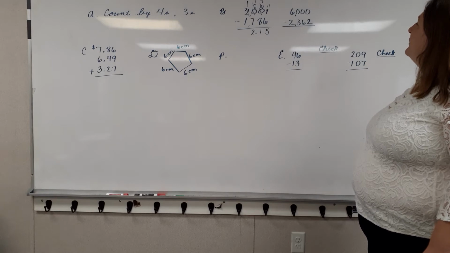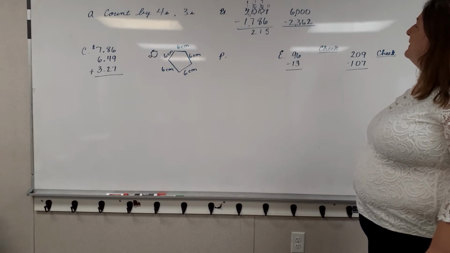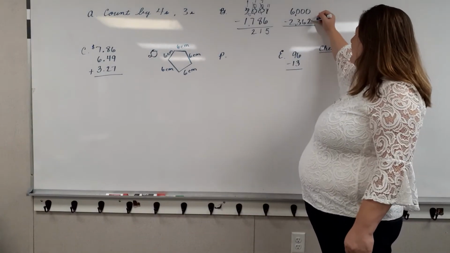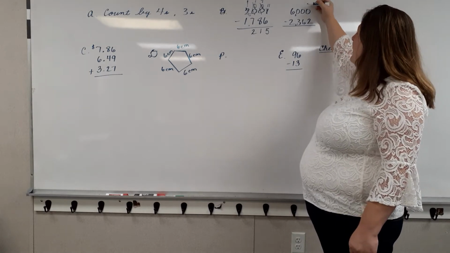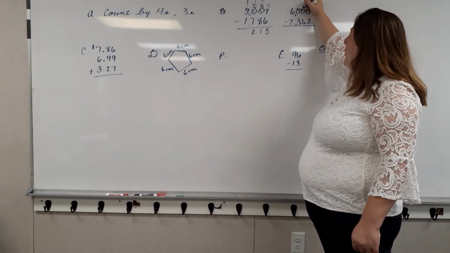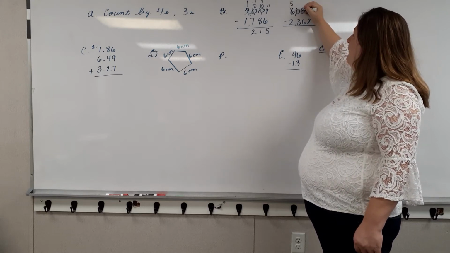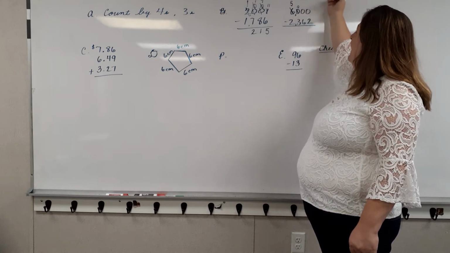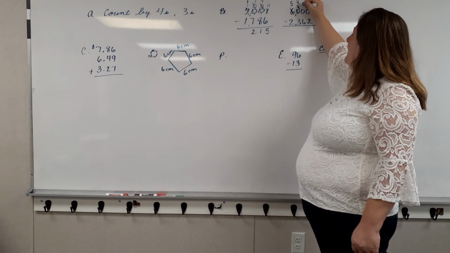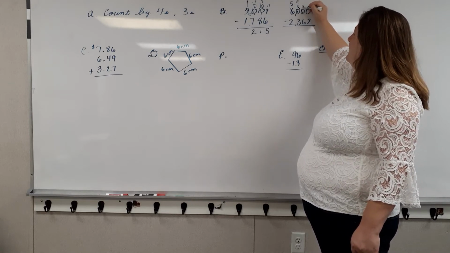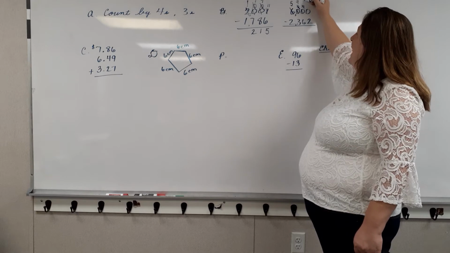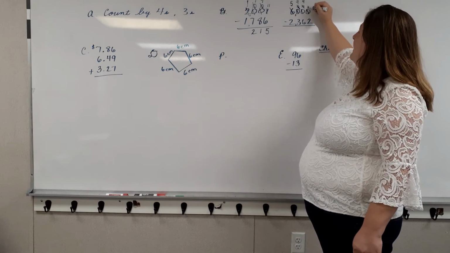6,000 minus 2,362. 0 minus 2 is impossible. You can't borrow from this number or this number, so you have to borrow from this number. It becomes a 5. We have 10 here. Now, borrow from the 10, make it a 9, and this becomes a 10. Now borrow from this 10, make it a 9, and this becomes a 10.